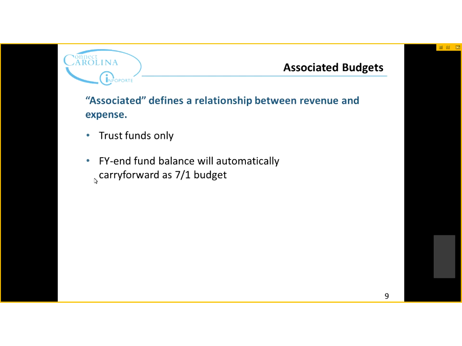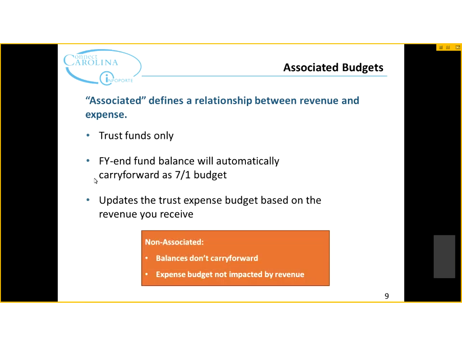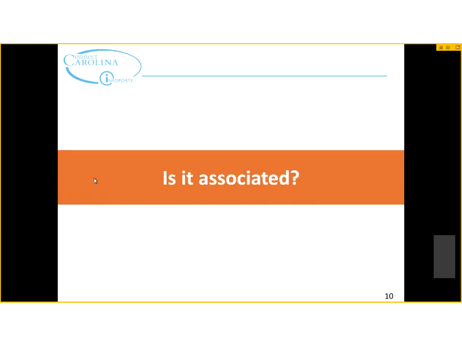When it's associated, they are going to take that fiscal year-end balance and automatically carry that forward as the 7-1 budget, which is what we just talked about on the budget load. Also, for those sources that are associated, the trust expense budget will be updated based on any revenue that comes in. If you're not associated, there's no carry forward of the balances. Just like we were talking about, for those non-associated sources, folks will have to go in and create budget themselves if they want to. But it also means that your expense budget is not updated when revenue is received.